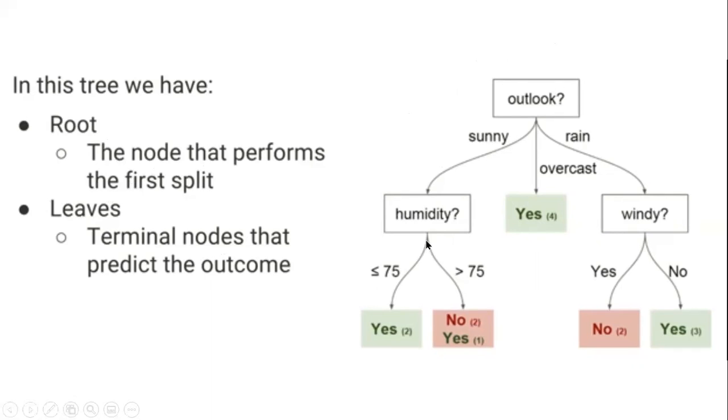Then leaves are the final hanging part, the last. So these last no, yes are the terminal nodes that predict the outcome. They're actually nodes, but for understanding, we can call them leaves. So leaves are also nodes, but the terminal nodes.